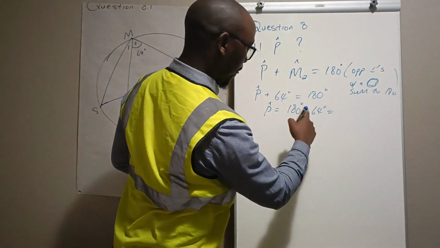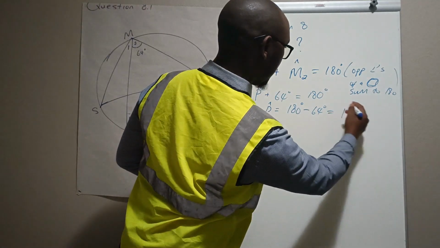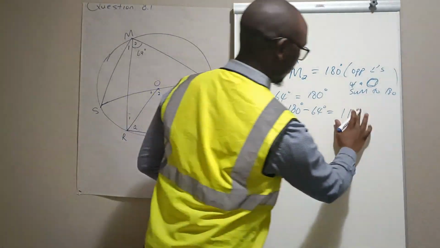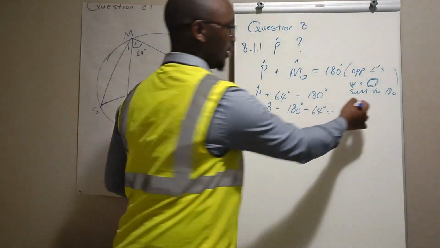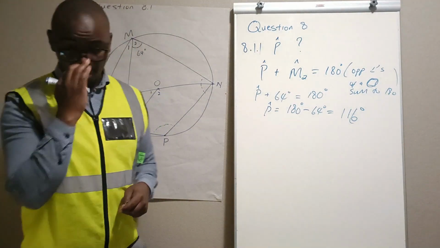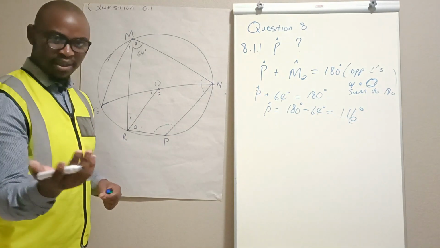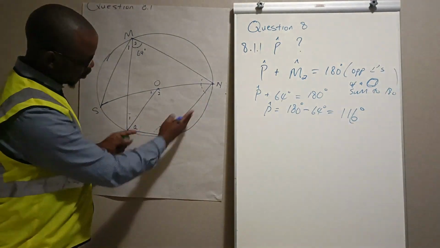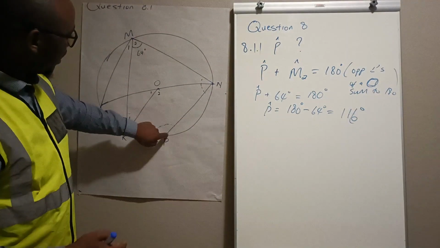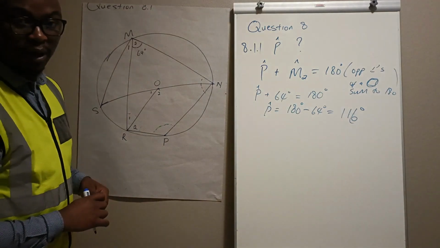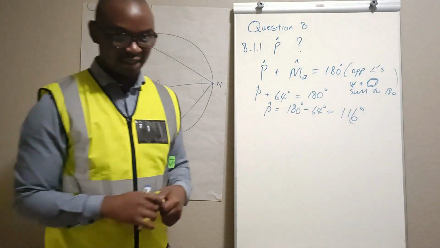116 degrees. You can also confirm on your side. So 116 degrees for the value of P, which makes sense because if you look at the angle P, just by observing, it's bigger than the angle of M2. Those should add up to 180, and we've calculated it to be 116 degrees.